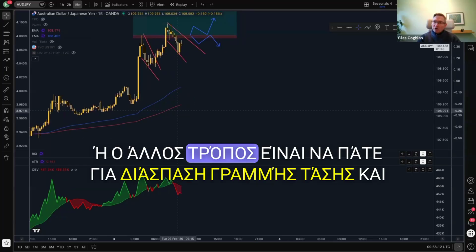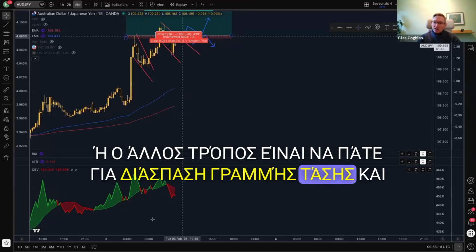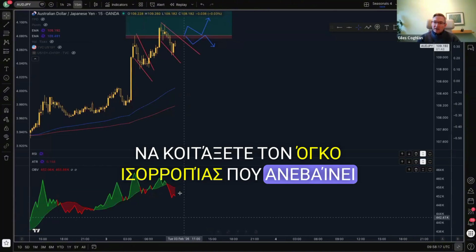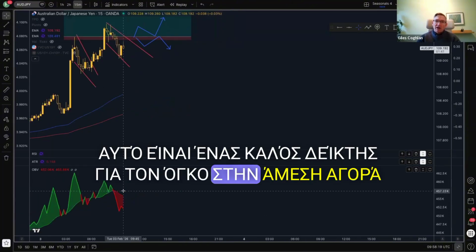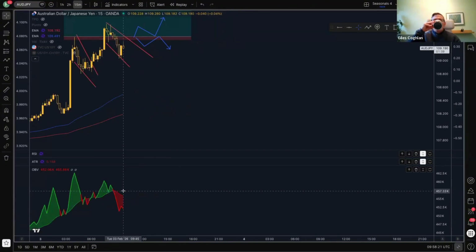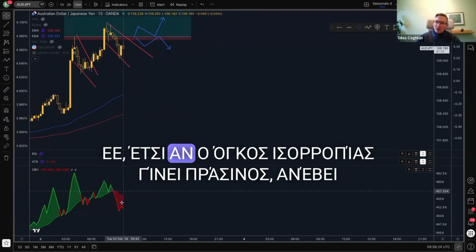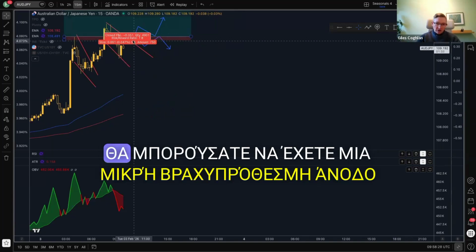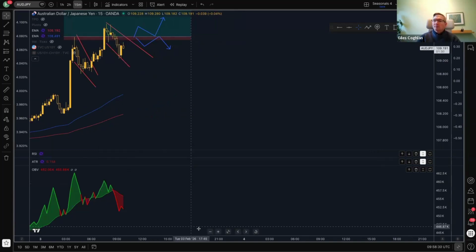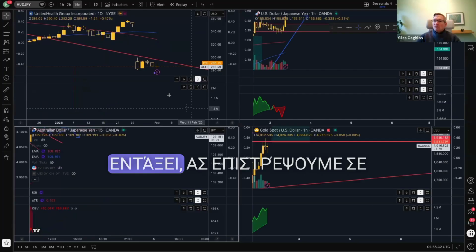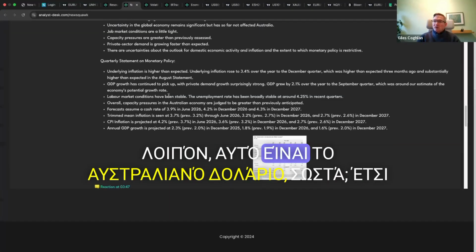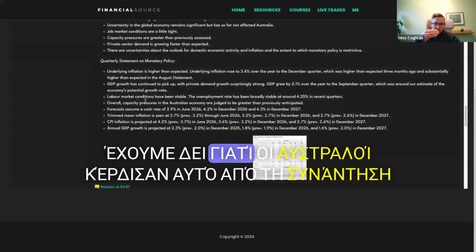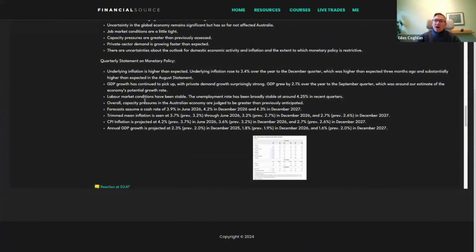Or the other way is to go for a trend line breakout and look at the on balance volume pushing higher. That's a good proxy for volume in the spot market, one I like. So if that on balance volume turns green, goes up, right, and you break out through that level, you could have a little scalp higher. Okay, so that's the Australian dollar, right? So we've seen why the Australian dollar gained out of the meeting.